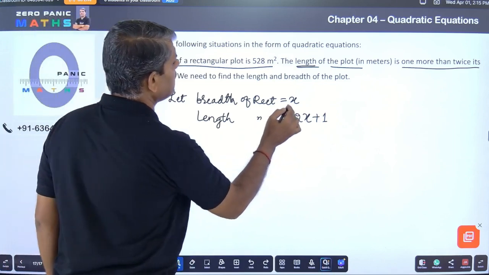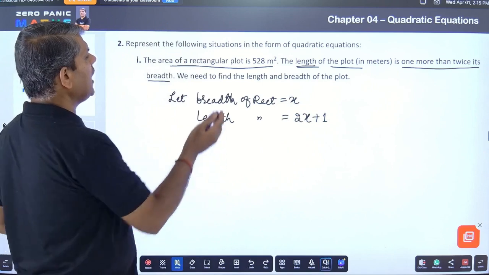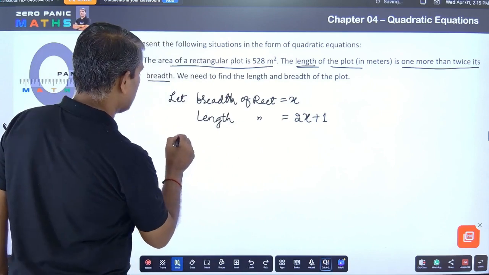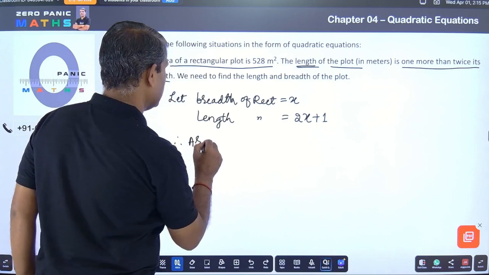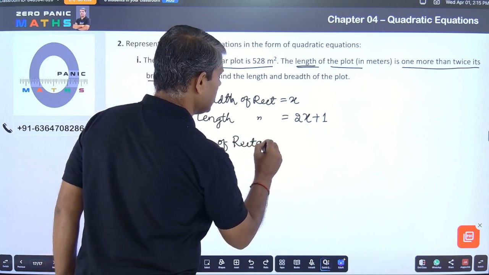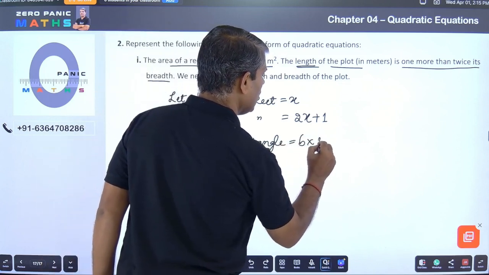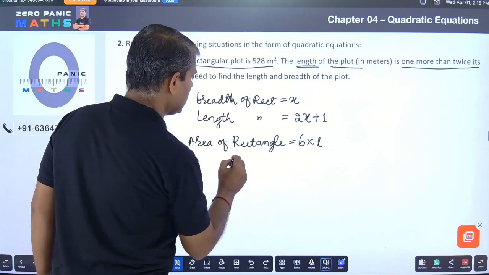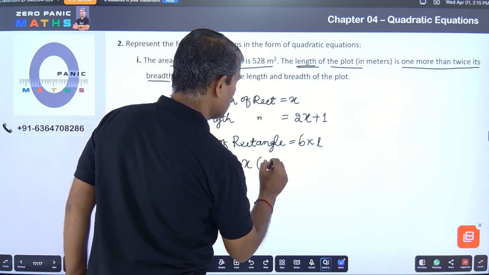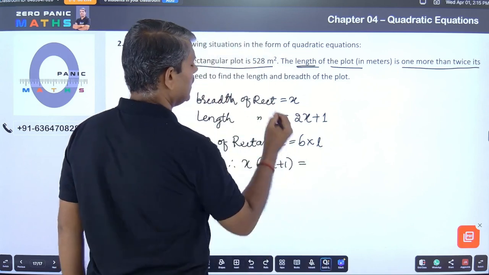So what they are saying is that multiplying the breadth and length will get me the area, and the area they have already given is 528. So let us do that. Therefore the area of the rectangle is breadth into length, right? Breadth into length. Breadth we considered as x, therefore x into length, and length is 2x plus 1, and that is equal to 528.